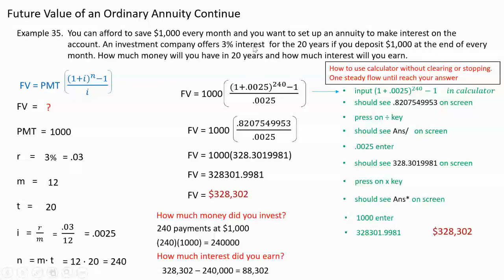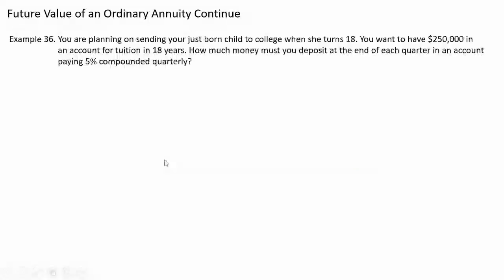for putting 1,000 every month for 20 years. This is how much money you got extra, which is not bad. Okay, now let's do one more, and then we'll do the 5.4.